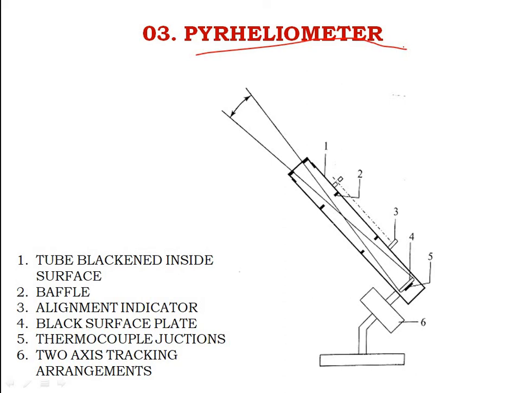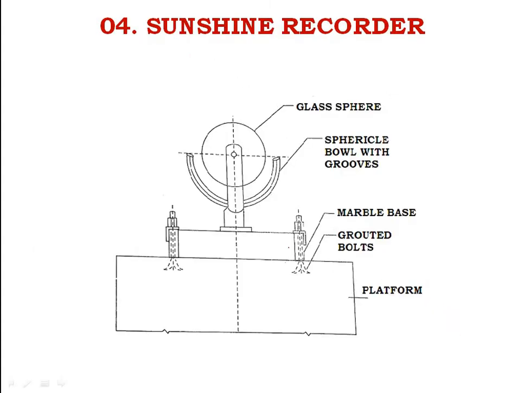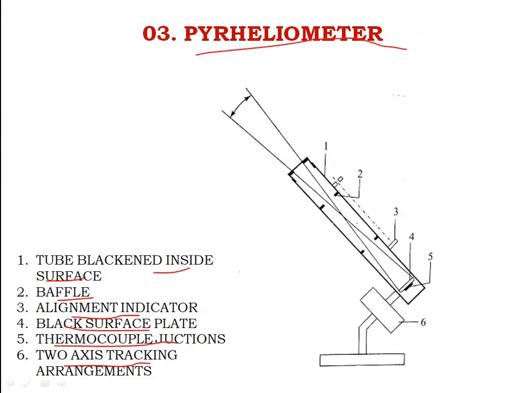You all can see it consists of two blackened inside surfaces, baffles, alignment indicator, black surface plate, thermocouple junctions, and two axis tracking arrangement. We have shown them here, numbered 1, 2, 3. This is the blackened inside surface. You all can see the black color here, and the second one is the baffles. These are the baffles here, 1, 2, 3, 4.